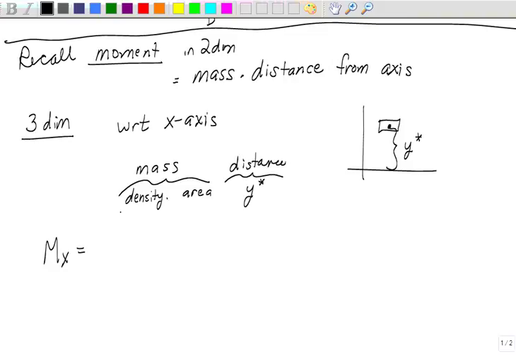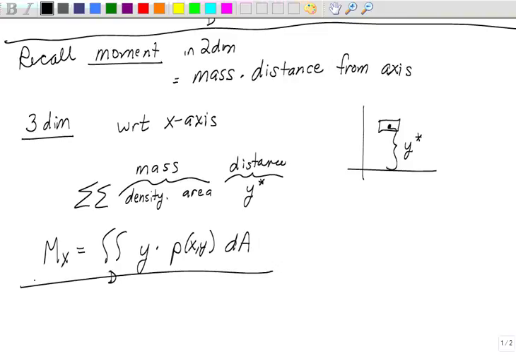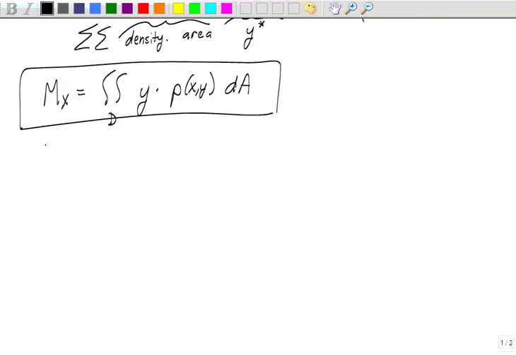When we add up all the rectangles, we have two sums, the width and the length, and so we have the double integral of y times the density at x, y, dA. So that's the moment with respect to the x-axis, and the moment with respect to the y-axis is almost the same. It's not the y-axis, so the distance is going to be x here. It's the only difference.